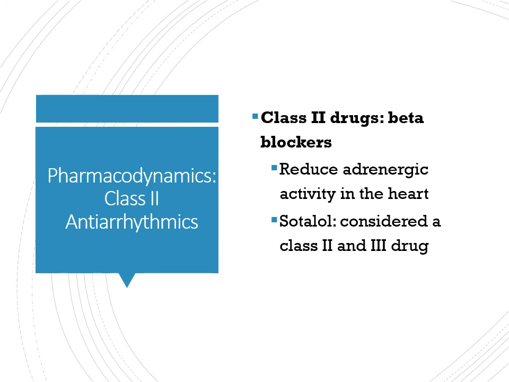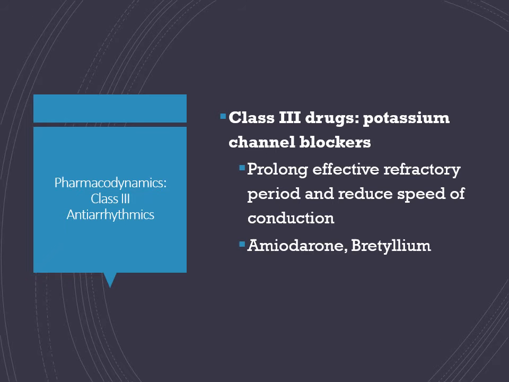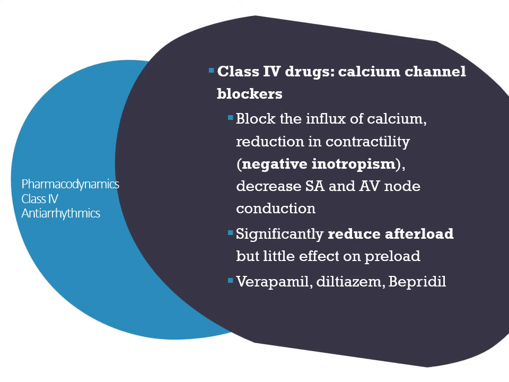Class 2 drugs are the beta blockers, and they reduce adrenergic activity of the heart. Sotalol is one of the most common ones used for antiarrhythmia purposes. Class 3 drugs are potassium channel blockers, and they act on the refractory period by acting on the potassium channel. Class 4 drugs are calcium channel blockers. They block the influx of calcium, so they reduce contractility by acting on the calcium channel. They have a negative inotropic effect, and they can reduce afterload.